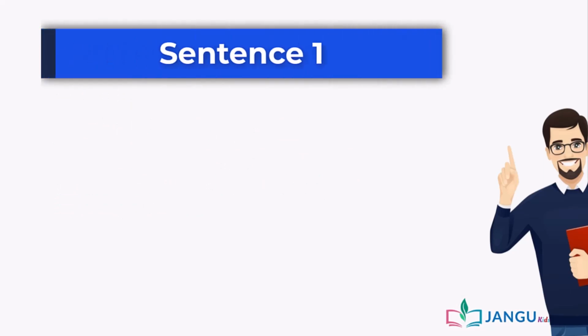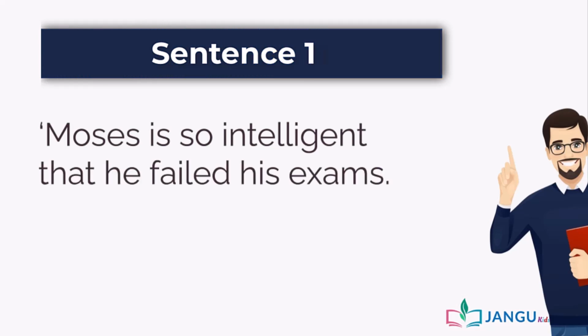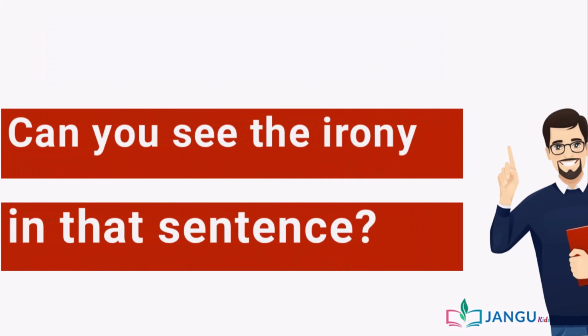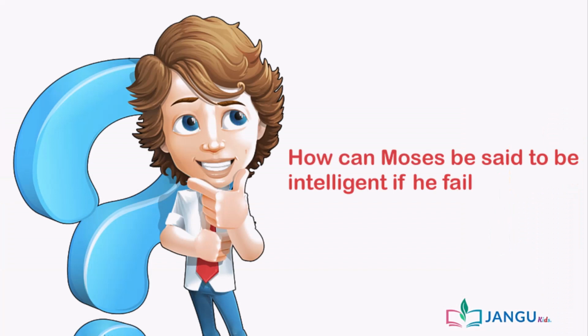Sentence 1. Moses is so intelligent that he failed his exams. Can you see the irony in that sentence? How can Moses be said to be intelligent if he failed his exams? Not possible, right? Well, that is irony. It suggests the opposite of a situation in a humorous way.